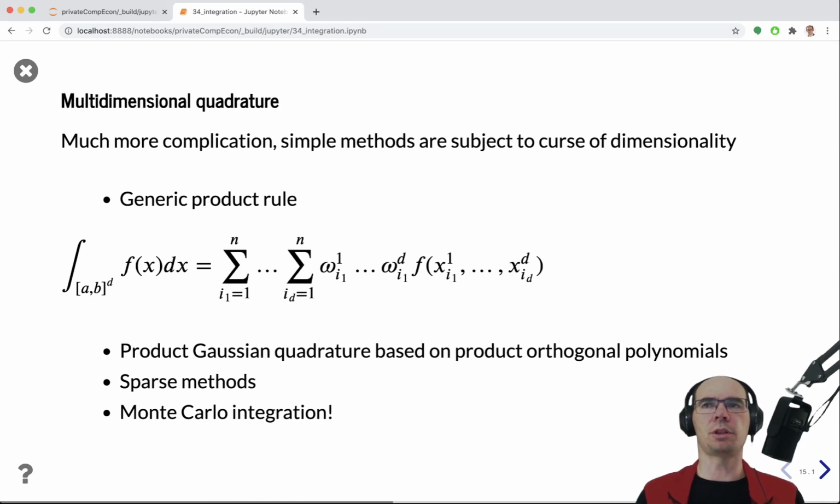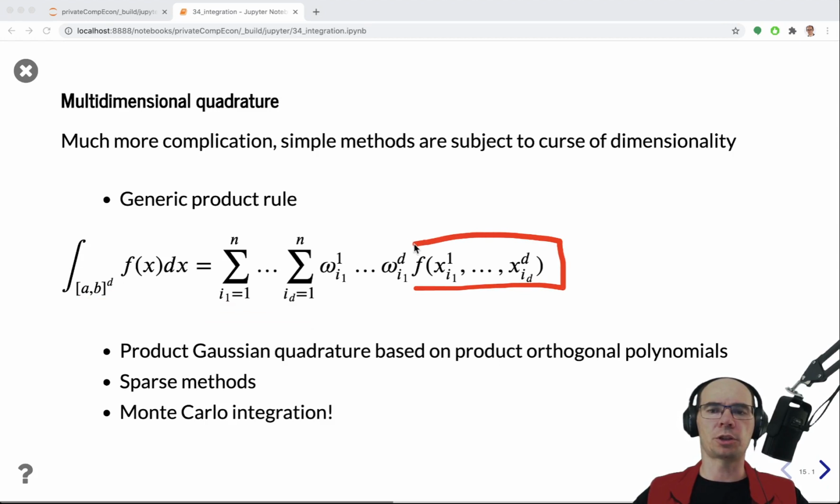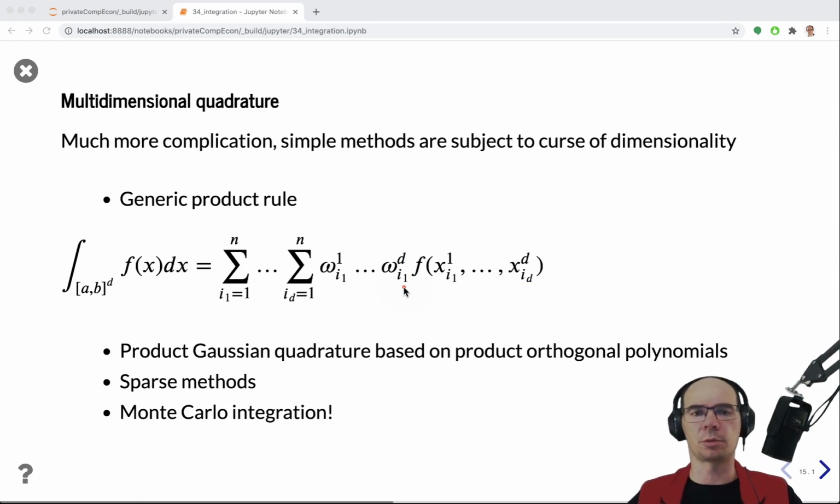Okay, so for the multidimensional case, quadrature can be generalized in a quite straightforward way. So if we have a function which has to be integrated on a hypercube of some limits in the number of dimensions d, then we have essentially d different sums, and we evaluate the function at all the combinations of the quadrature points, and we weight with the product of the quadrature weights.